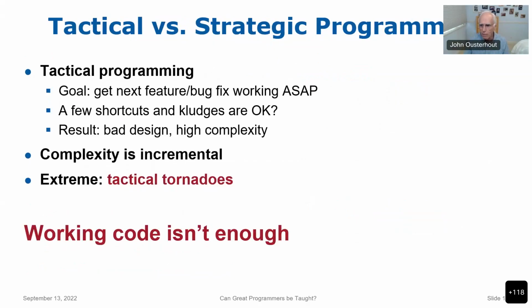Okay, so now I want to talk a little bit about mindset. To me, one of the most important ways to get good software design, well, an essential way, is you have to have the right mindset. And there's two ways of thinking about software design, which I call tactical and strategic. In the tactical approach to programming, your most important goal is to get the next thing working, get that bug fixed, get that next feature fixed.